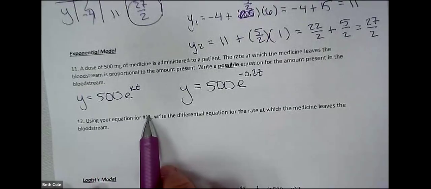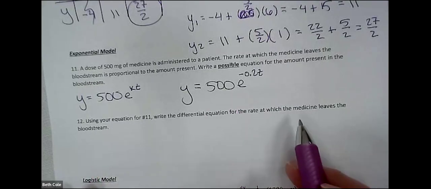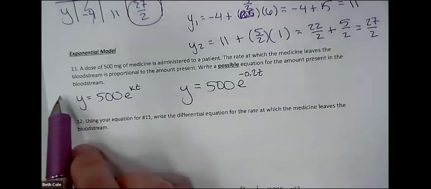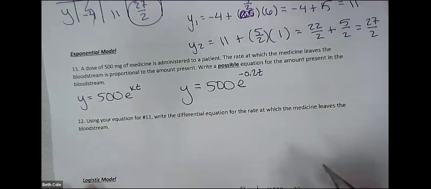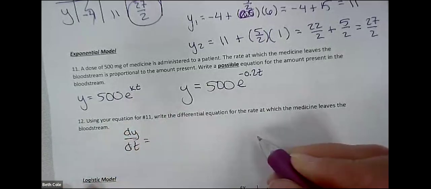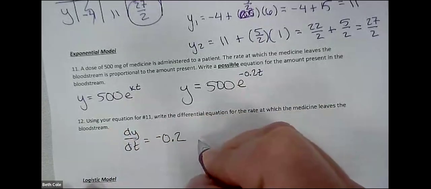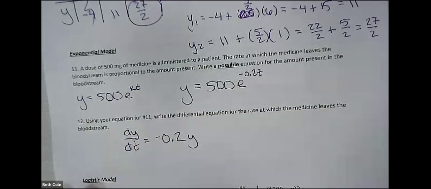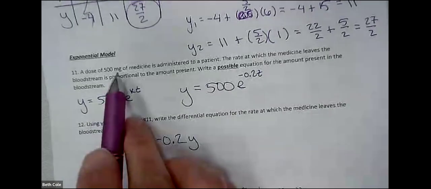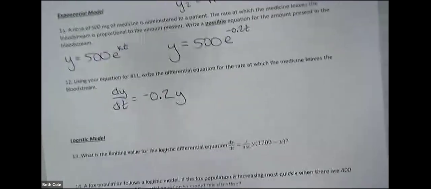And then piggybacking off of that, using that equation, write a differential equation for the rate. Okay, it's proportional to the amount present. So our dy/dt is going to be negative 0.2 times y. I used y. They might use M for medicine or G for grams or milligrams. I don't know. They might use a different letter of the alphabet, but you'll be able to pick these.